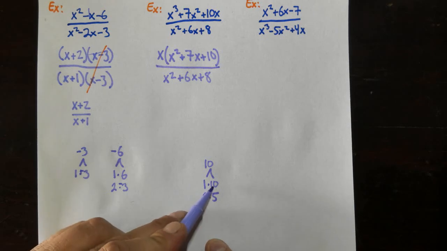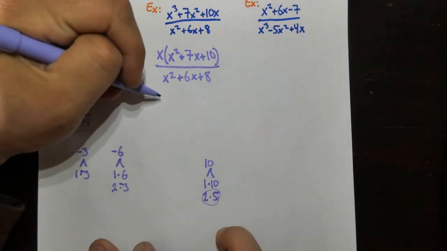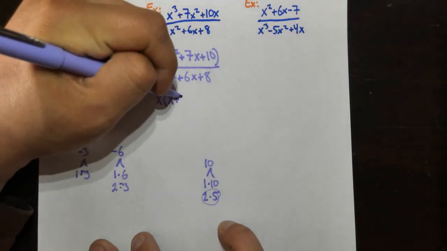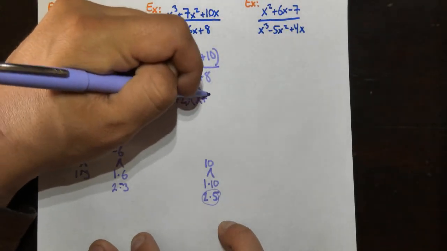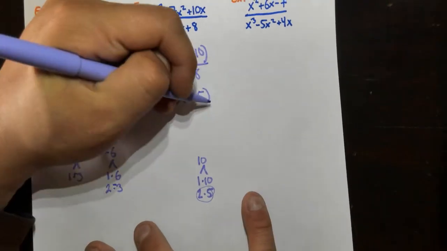Well, 1 plus 10 is 11. 2 plus 5 is 7. So these are the ones we want right here. So on the top, we're going to have x times (x plus 2)(x plus 5), and I could have written the 5 first. It doesn't matter which one you write first. Over, now let's factor the bottom.